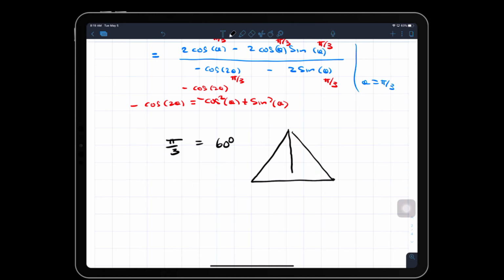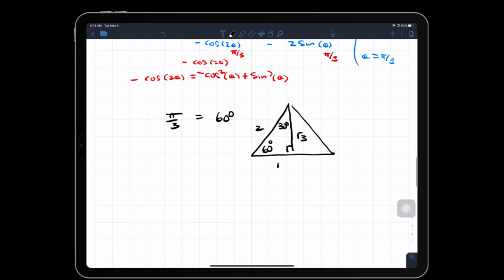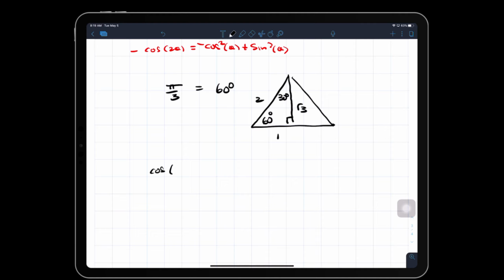And I don't know about you guys, but back in Calculus 1, or I'm sorry, back in trig and geometry, this is a special triangle: 1, 2, square root of 3. So if you remember those fundamentals, cosine 60 degrees, well, the definition of cosine is adjacent over hypotenuse. Sine 60 degrees is opposite over hypotenuse. These are the values that you use here.